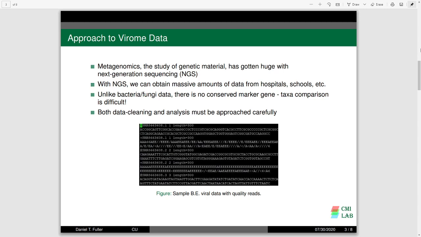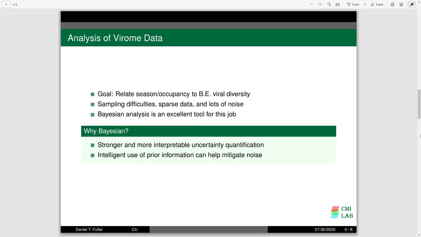But here's an example of some of the data we might be working with. This would be straight from an Illumina sampler or some other NGS sampler, where we have, in the FASTQ format, quality reads and the actual sequences themselves. These have to be broken down, cleaned, trimmed, and then paired back together before being labeled to actually understand what we're looking at.